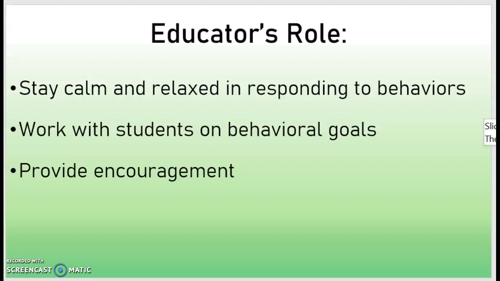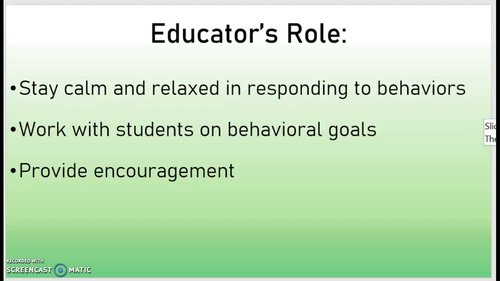So the educator's role in all of this is to stay calm and relaxed in responding to behaviors. This has been my mantra for this year, particularly because it's my 4th year in education and I'm really wanting to remain calm and relaxed and figure out, okay, where is this behavior coming from? And then focus on working with students on behavioral goals.